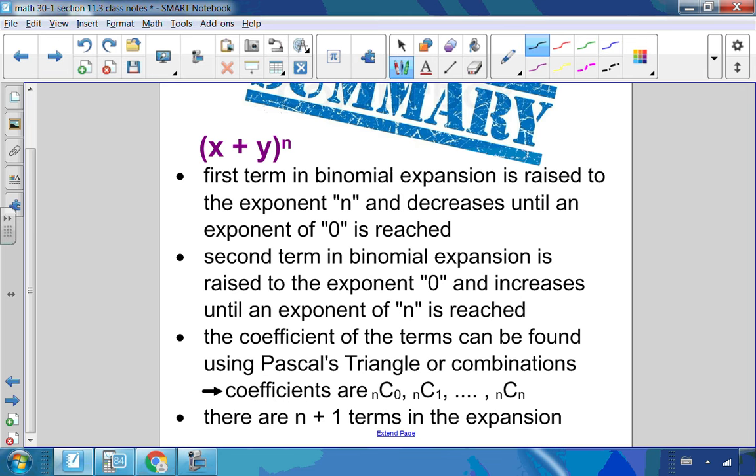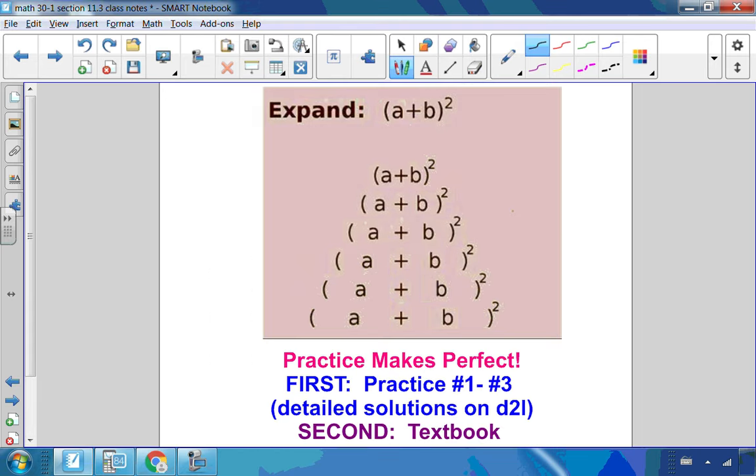And remember, there is always one more term than the exponent. So if I raise something to the 4, 4 plus 1, 5 terms. If I raise something to the 6, 6 plus 1, 7 terms, etc. Okay, so I hope this is a good introduction to binomial expansion so you can apply it properly and not expand like this student did.